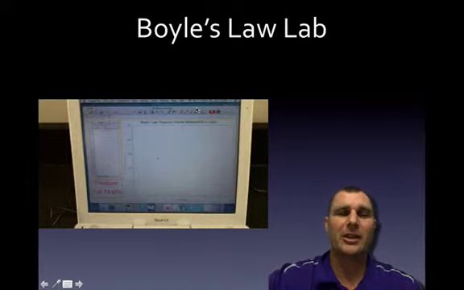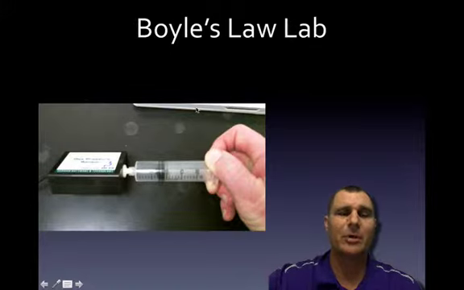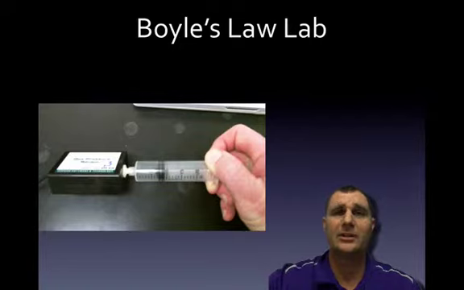After you've done that, you're going to pull the syringe out to the 7.5 milliliter mark, and again your partner is going to hit the record button. After that, you go to the 10 milliliter mark, the 12.5, the 15, the 17.5, and the 20 milliliter mark. Every time, your partner is going to hit the record button.